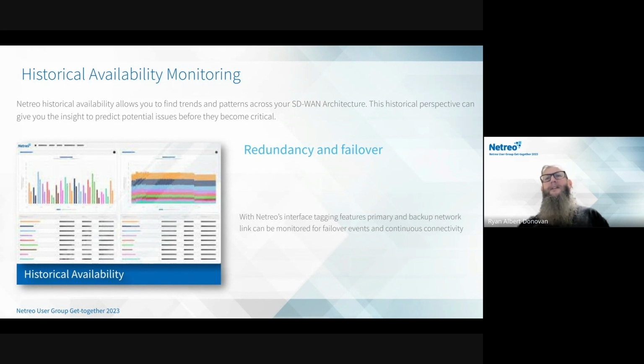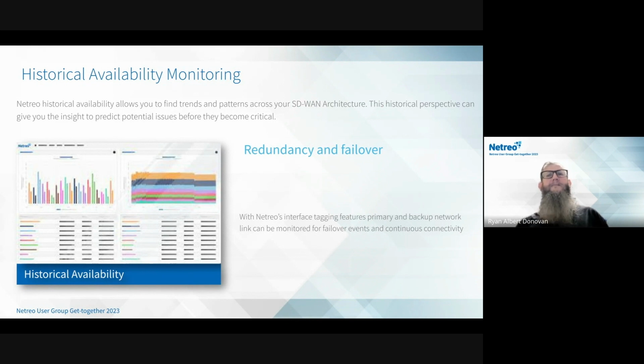Another critical element of availability monitoring is redundancy and failover. In SD-WAN, you often have multiple transport links, like MPLS and broadband internet. Availability monitoring helps ensure that if one link experiences issues, traffic seamlessly fails over to the other. This redundancy is critical for maintaining continuous connectivity, particularly for organizations with stringent uptime requirements. With Netrio's interface tagging features, primary and backup network links can be monitored for failover events and continuous connectivity.